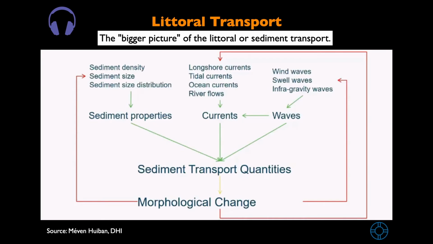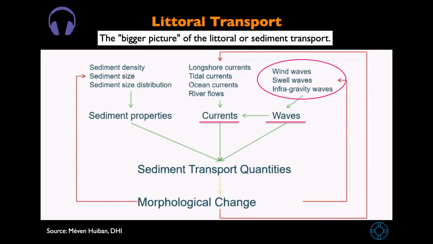This is an overview of the littoral transport, the bigger picture of the littoral or sediment transport. As we already know, waves and currents are the main driving forces. And regarding the waves, it is important to understand some concepts of the generation and propagation of wind waves and swell waves and maybe infragravity waves.